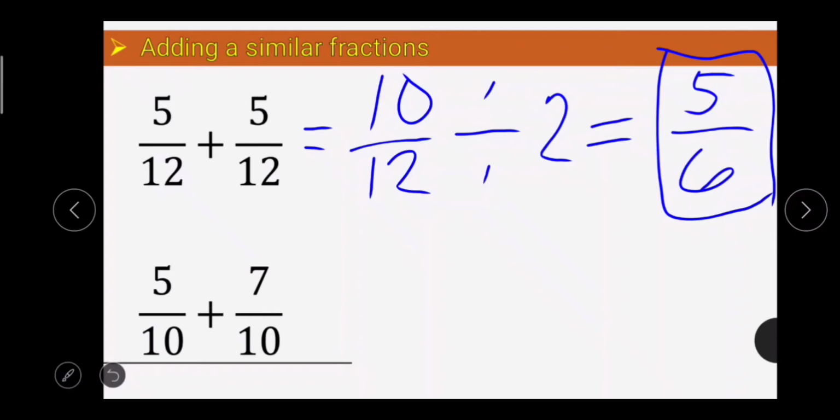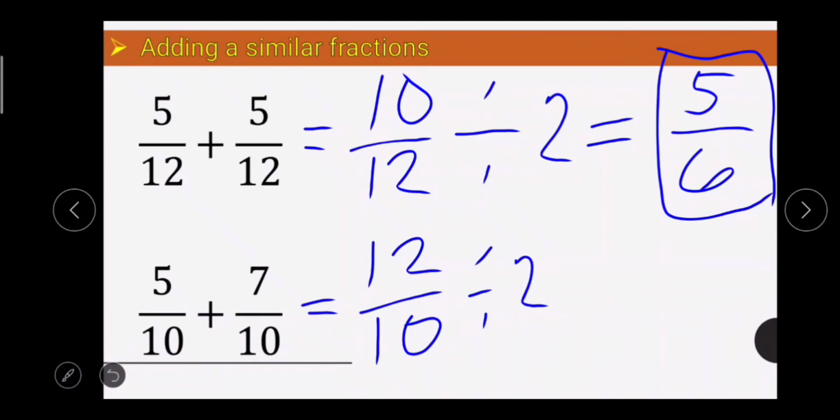Number 4, we have 5 over 10 plus 7 over 10. Just copy the denominator, then add the numerator, we have 12 over 10. 12 over 10 is not our final answer. So think of a number that is common to both numerator and denominator, and that is 2. So we have 12 divided by 2, that is 6. And then 10 divided by 2, that is 5.